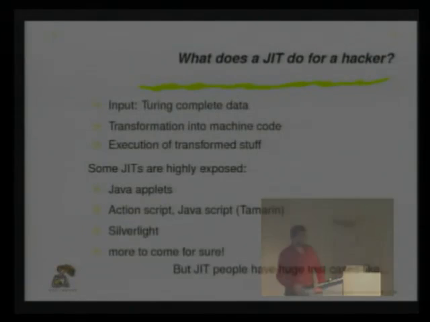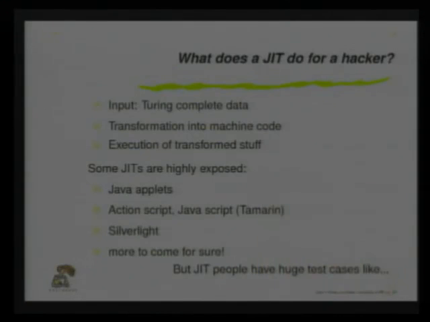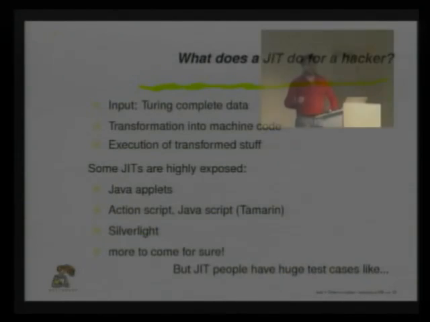Okay, now to the important question. We've seen such a JIT compiler does many nasty things, but what can a JIT compiler do for hackers? Let's try to look at it from this point of view. The input to a JIT compiler is complex data. It's Turing complete data, so it's rather complex data. The just-in-time compiler takes this input, makes a transformation, and outputs Turing complete data again. So that's a rather difficult transformation. And the best thing is, the result of the transformation will be executed. So probably we can have some fun here.